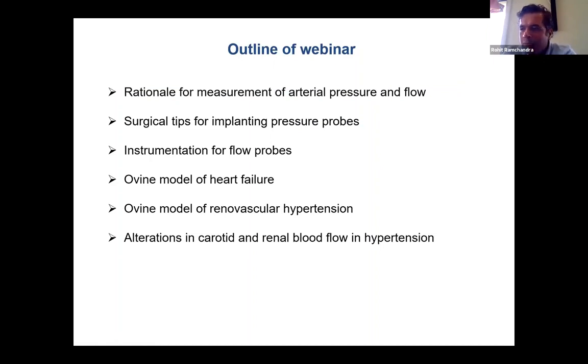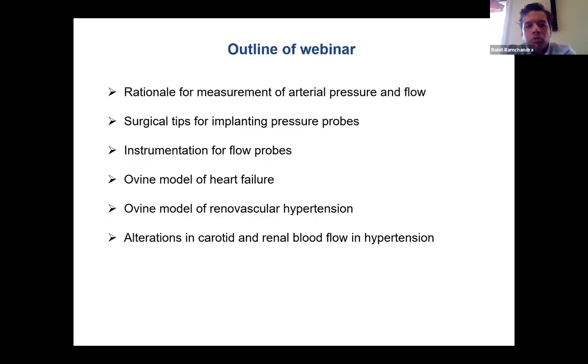The first bit might be incredibly basic in general, but I'm just going to raise the rationale that most people would have, and definitely I have, for measurement of arterial pressure as well as blood flow. I'll talk a little bit about tips for implantation of these pressure probes, as well as instrumentation for these flow probes. I'm not going to go into too much depth about either of these, because there are a lot of other incredibly helpful tips, both from 80 Instruments as well as from other companies or manufacturers, for example Transonic, that really cover instrumentation that's quite specific to different animal models.